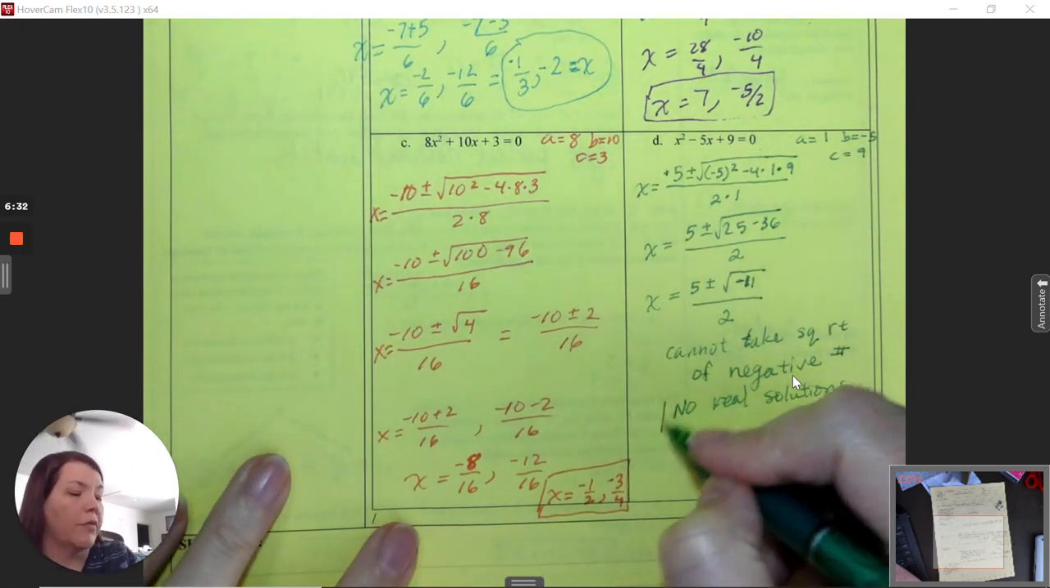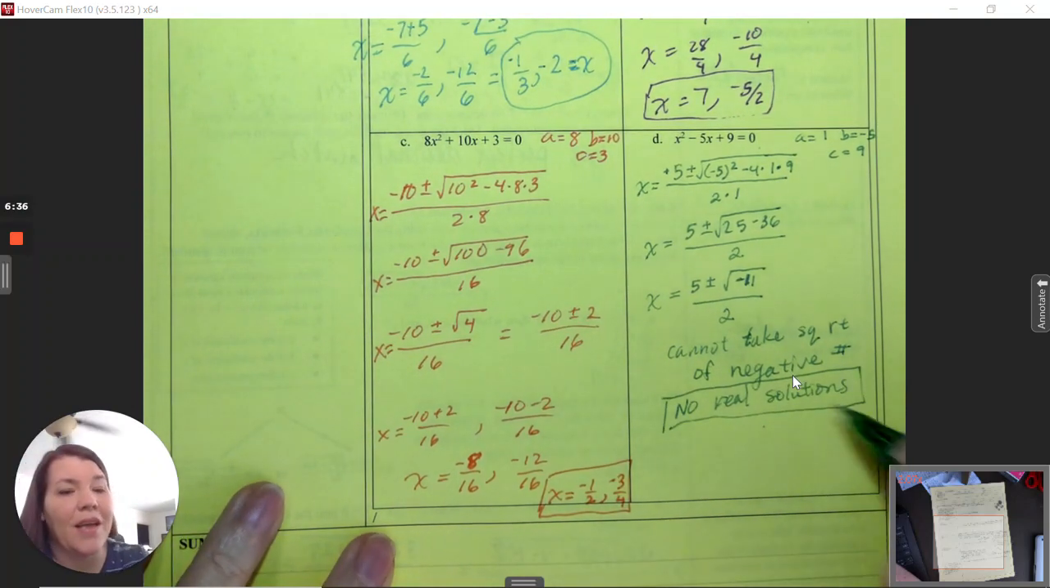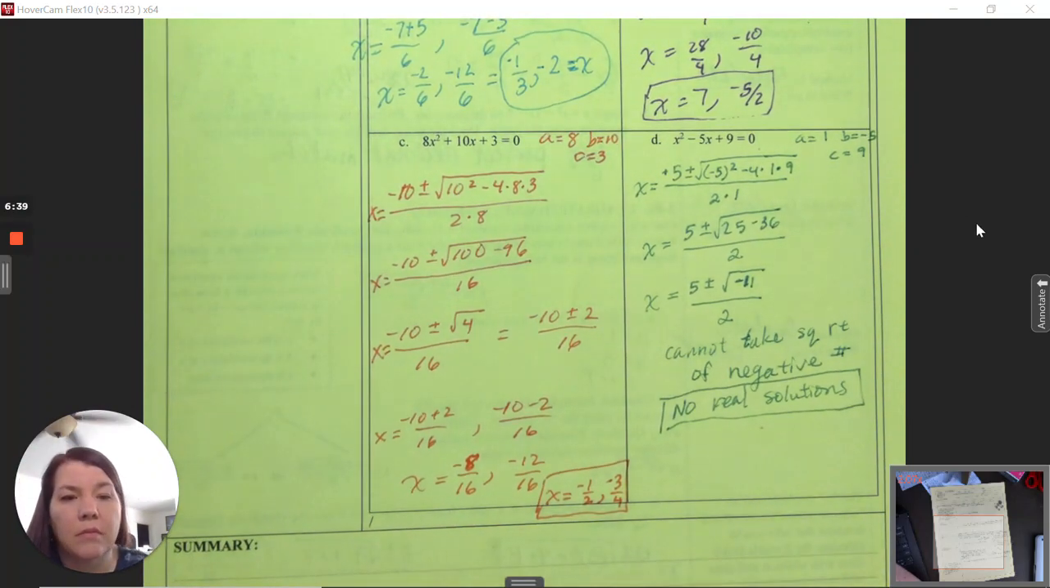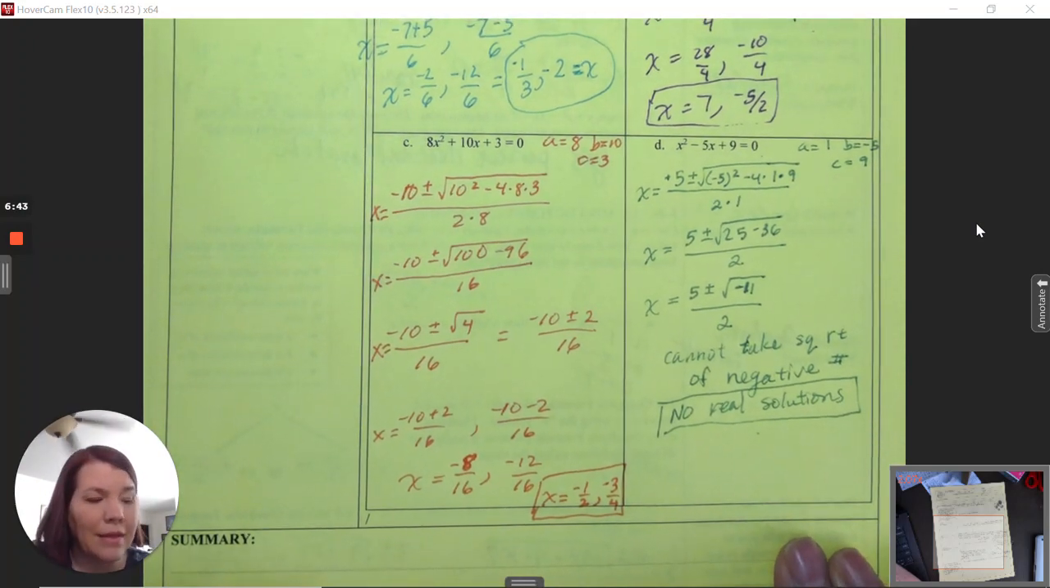And there's still no real solution, even once I learn how to take square roots of negatives, which is coming right up. There is nothing I can do. Okay? And that's where I am.